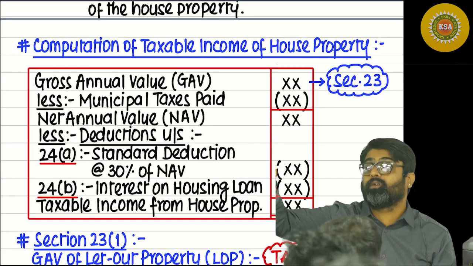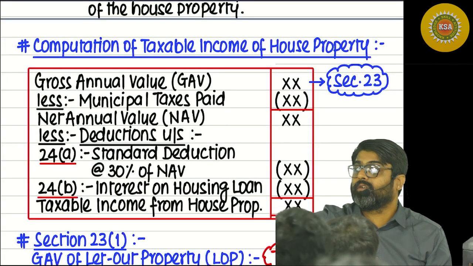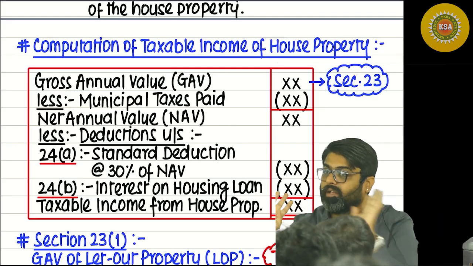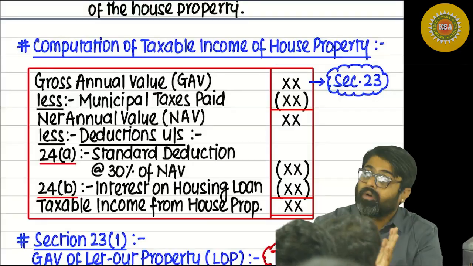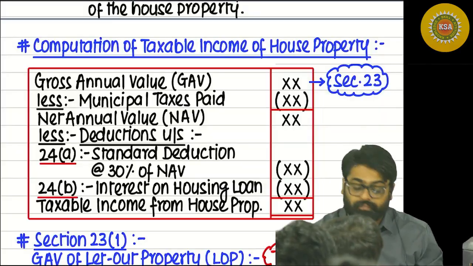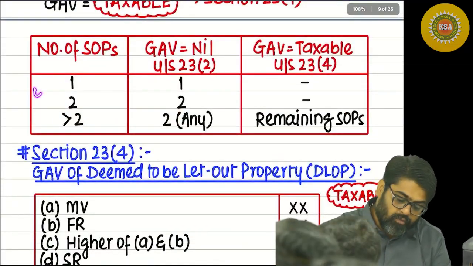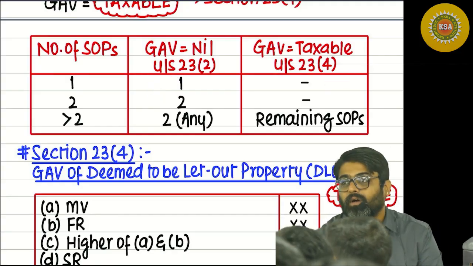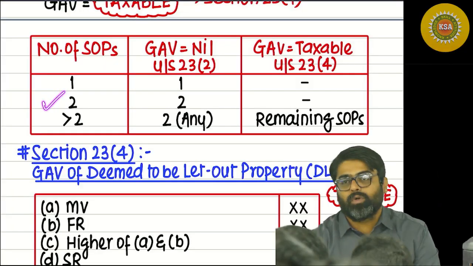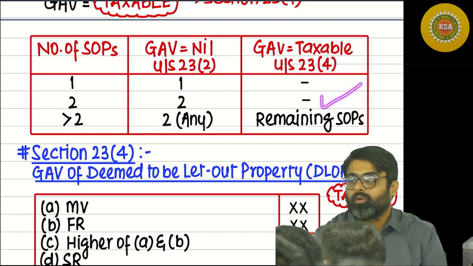For 2 SOPs, at the option of the owner, the annual value, the GAV, will be taken as nil. No need to do all such calculations. Yes or no? And what if other SOPs are also there? Other SOPs are deemed to be let out. Now, if you have one SOP, the GAV of this one SOP will be taken as nil, there will be no DLOPs. If you have 2 SOPs, take the exemption for 2 SOPs, there will be no DLOPs.